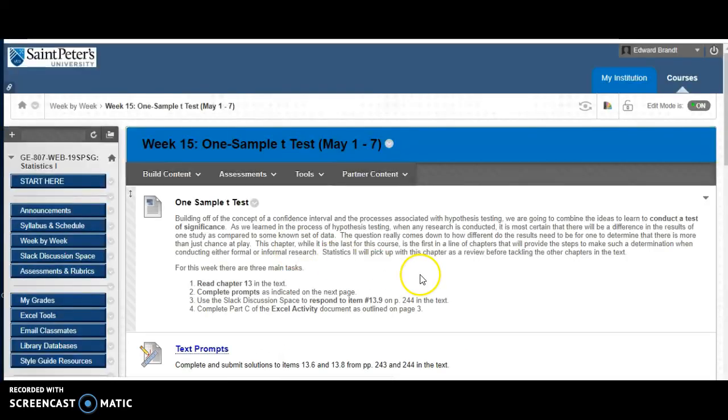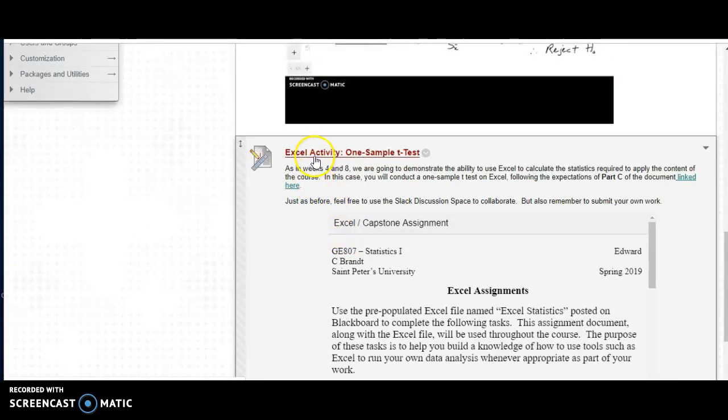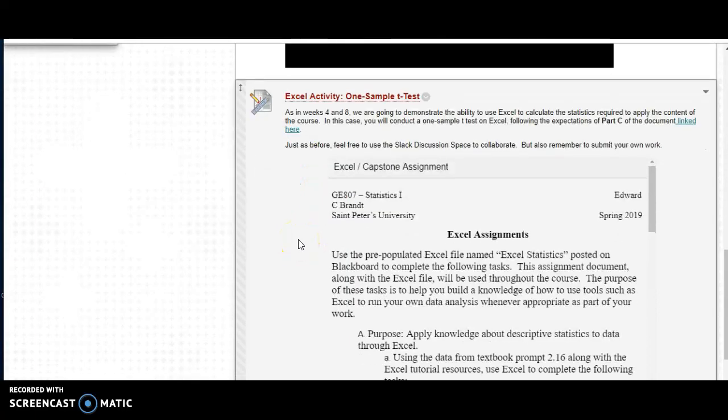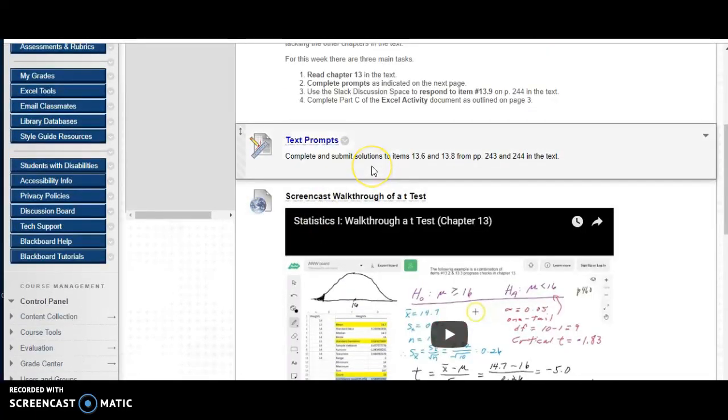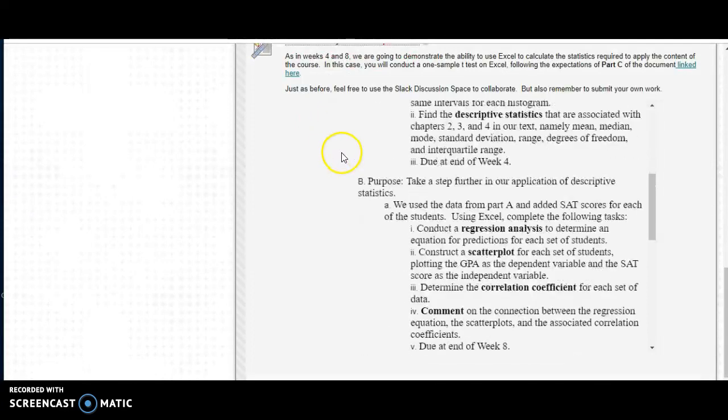In week 15, there is also one of our Excel activities. To realize that for week 15, there are going to be 2 items from the textbook and one of the Excel activities due as well.